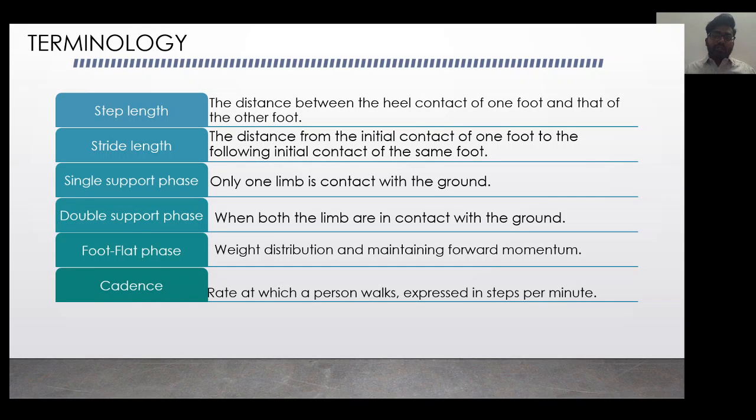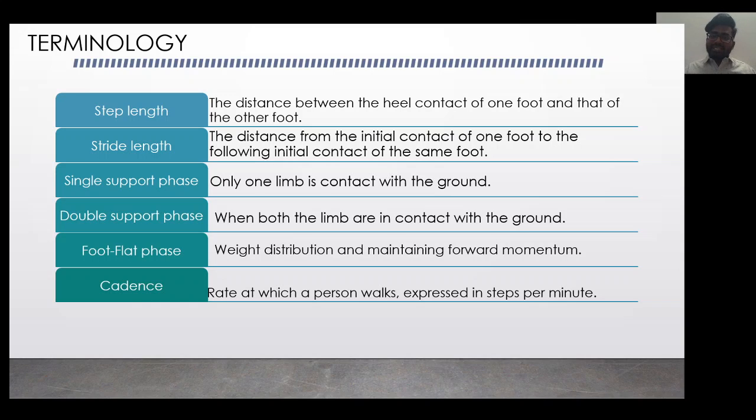First, we need to see what step length is. When you're talking about step length, it's the distance between the heel contact of one foot and that of the other foot. So if I start my gait cycle with the right foot, the heel strike of my right foot and the heel strike of my left foot, after going through the swing phase and coming back to contact with the ground. The distance between these two heels in the opposite, contralateral legs is called step length.